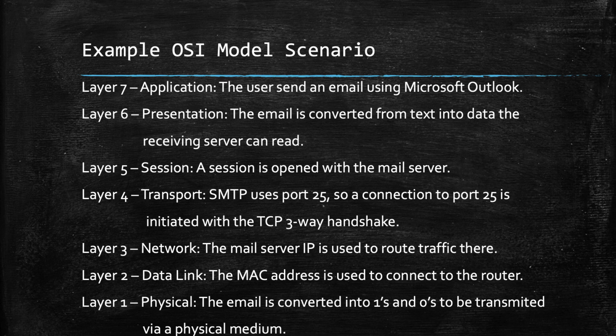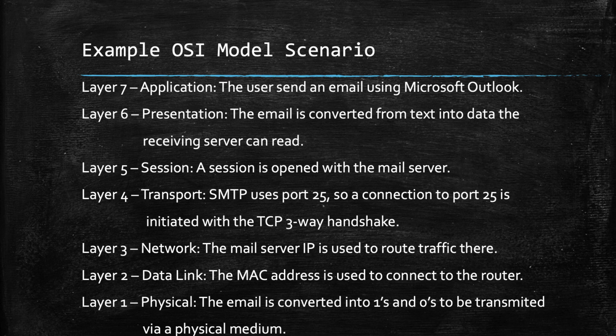So here's an example again. We start at the application layer, layer 7. Let's say we're sending an email using Microsoft Outlook. At the application layer, we're viewing an email. The email is converted from text into data that the receiving server can read. So we're taking it from clear text into a different format. At the session layer, a session is opened with the mail server. So now we've connected to the mail server.